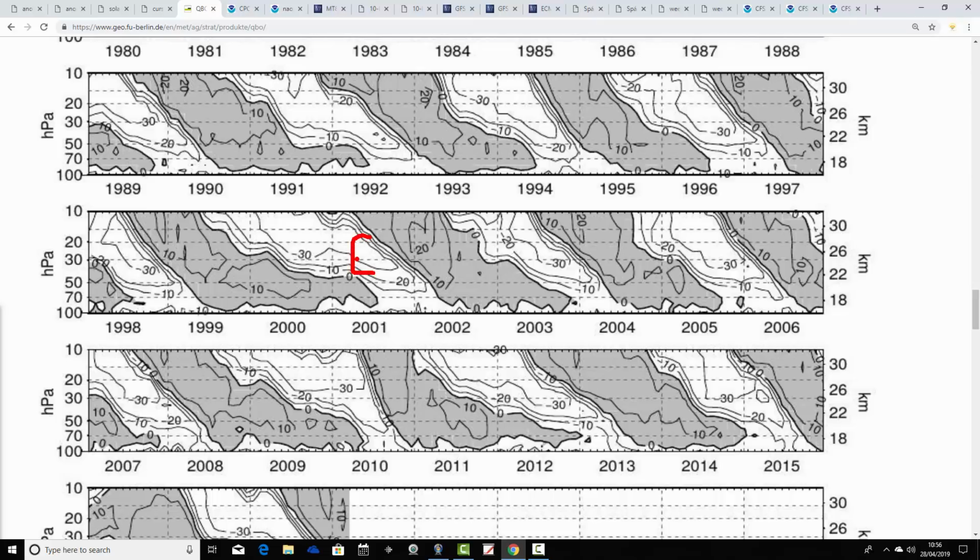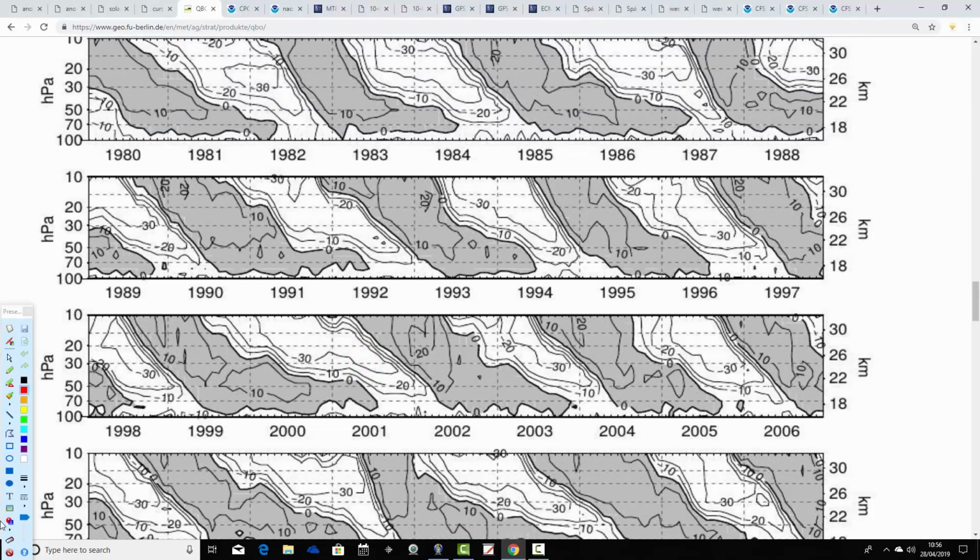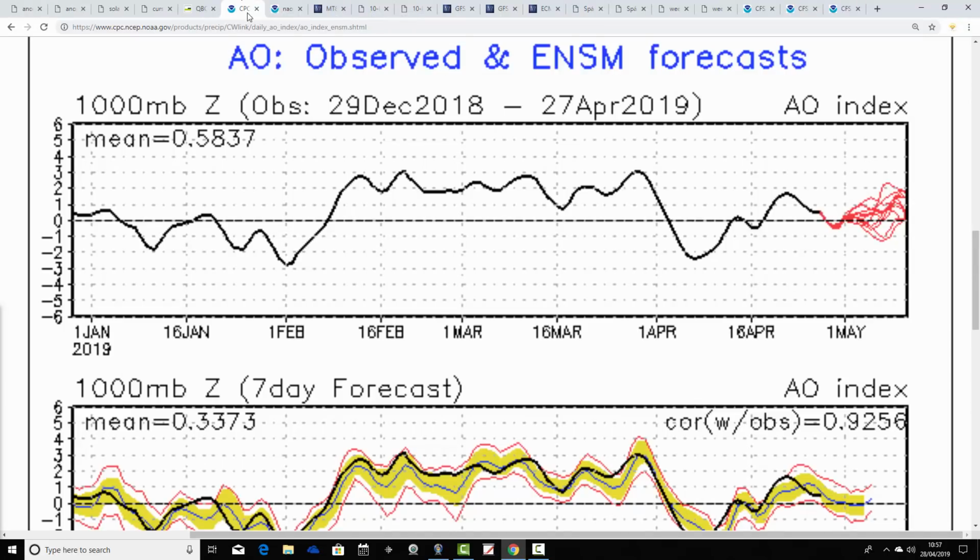Winter 2001-2002 was an easterly QBO winter. It did start off quite chilly, actually, in that winter, but it got very mild in January and February of 2002. Another mild easterly QBO winter was 1994-1995 up there. So you see that it doesn't work all that straightforwardly, although an easterly QBO winter has a greater chance of being colder than a westerly QBO winter, but it's not as straightforward as that. So we'll keep an eye on the QBO anyway over the next few weeks and months.